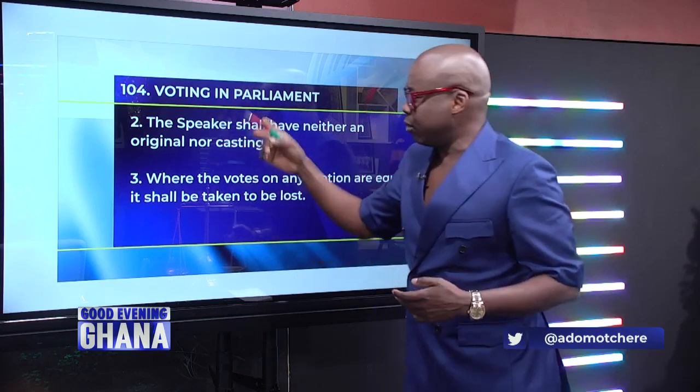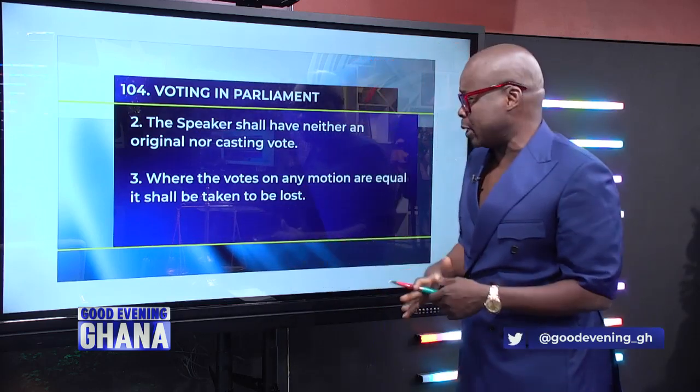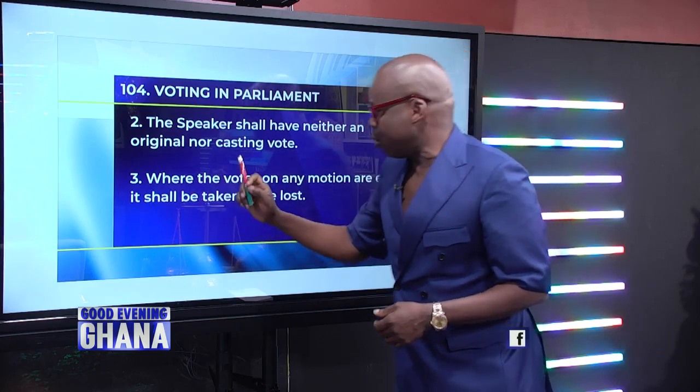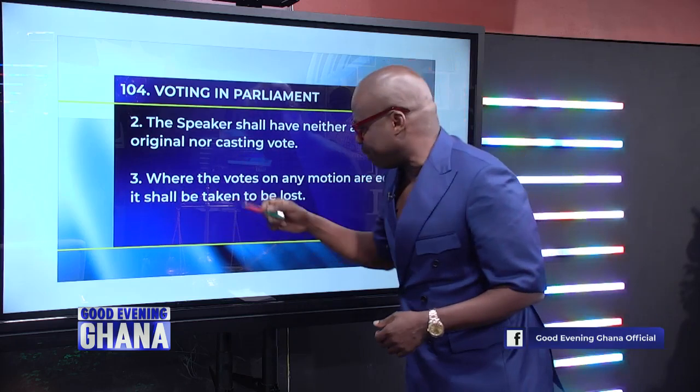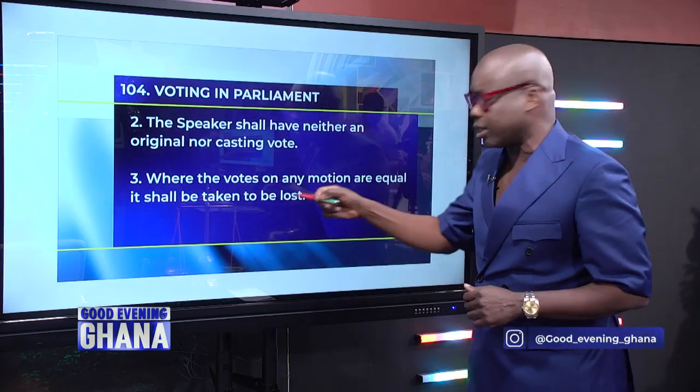The question is, when it's excluding the Speaker, does it also exclude the first deputy and second deputy Speaker? And then this one is also very, very important. It says, where the votes on any motion are equal, it shall be taken to be lost.